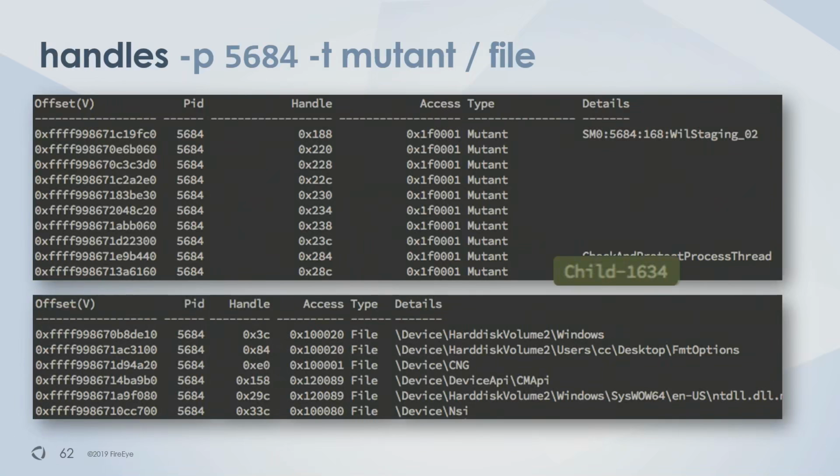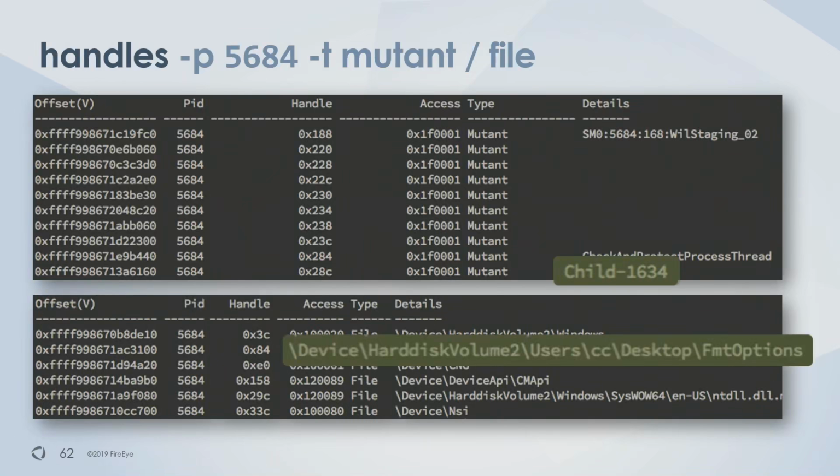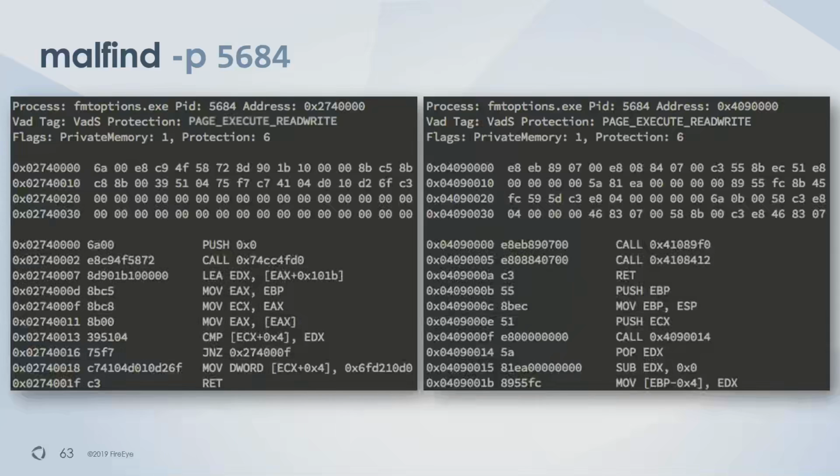So it looks like a new mutex has shown up. It's pretty nice. I can see that we actually have a handle to another format options file. That's pretty good. Frankly, not that exciting though. Let's take a look at malfind. Malfind, on the other hand, has carved through the process. It's gone through all those pages that we've decompressed, and it's found a few with the read, write, execute permissions.